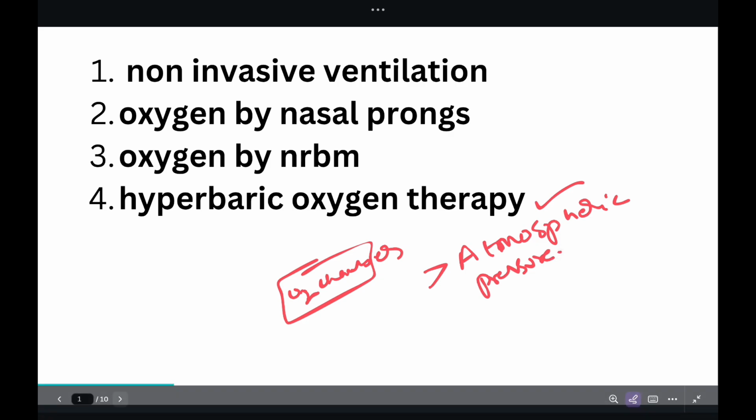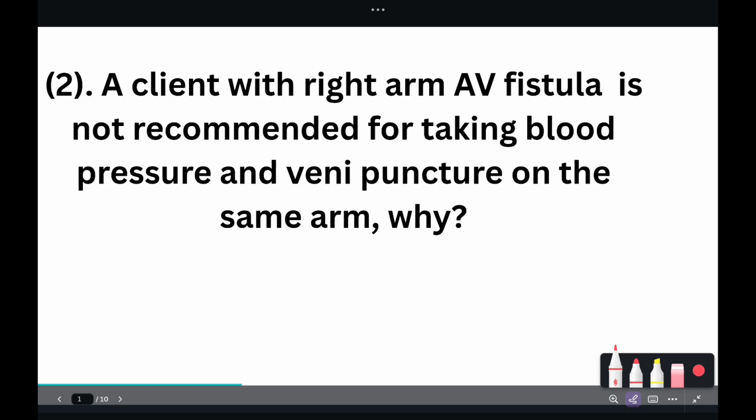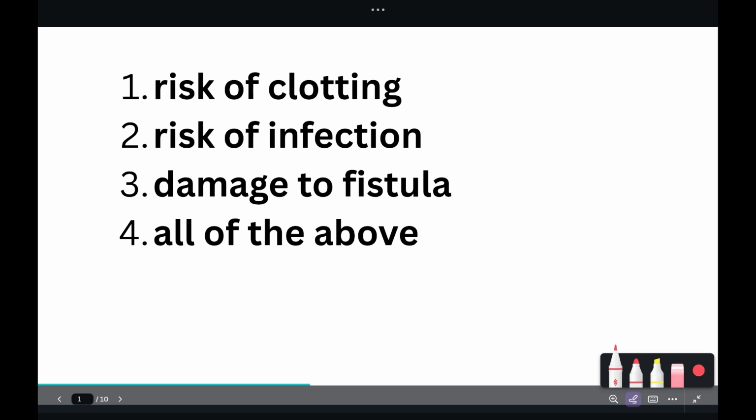Next question. A client with right arm AV fistula is not recommended for taking blood pressure and venipuncture on the same arm. Why? The given options are risk for clotting, risk for infection, damage to the fistula, all of the above.